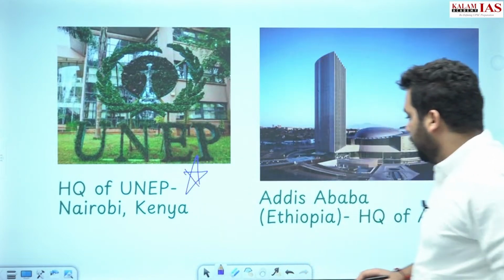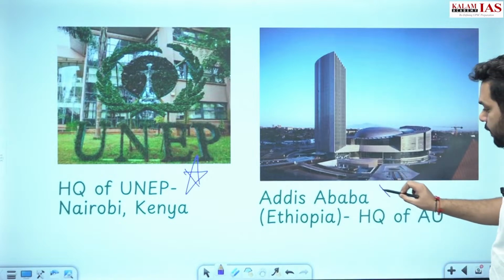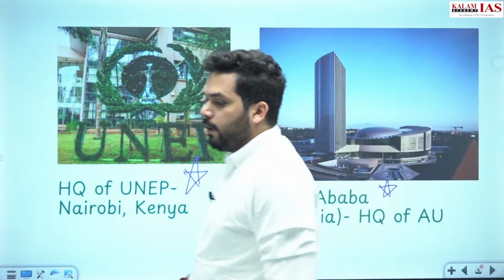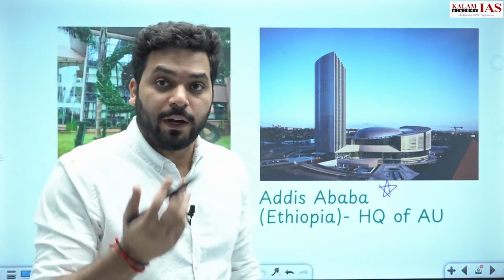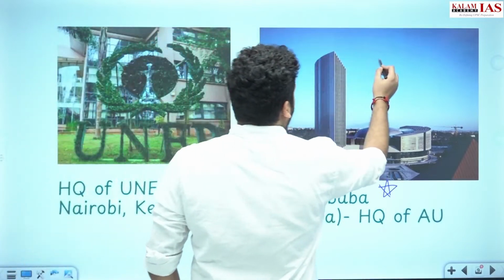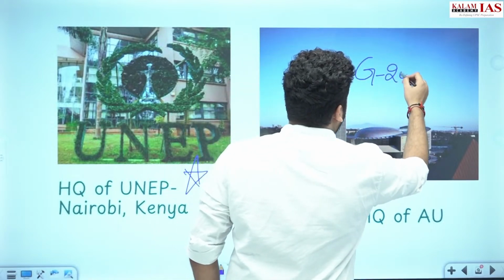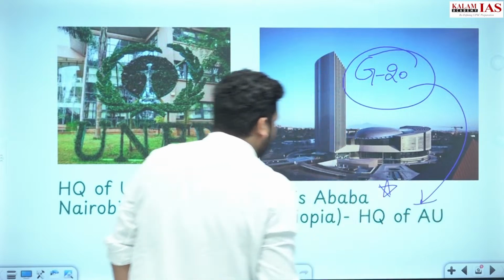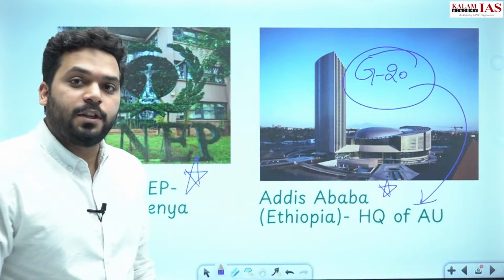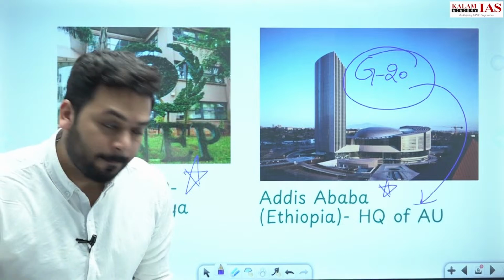Okay. Another important thing is the African Union, which became a permanent member of G20. Where are its headquarters? Addis Ababa, the capital of Ethiopia. Okay.